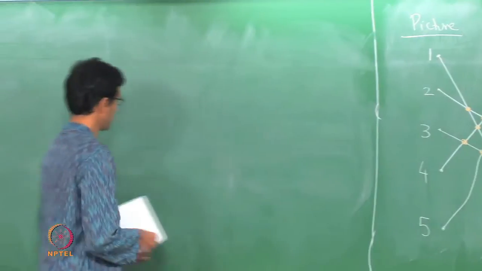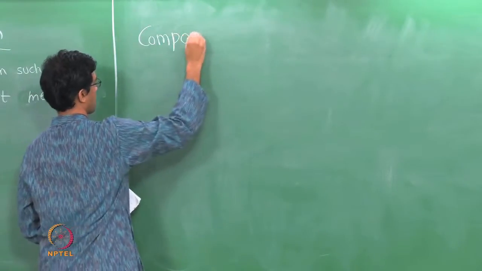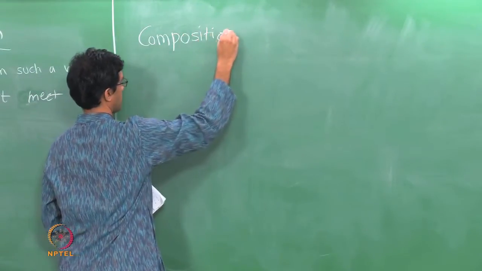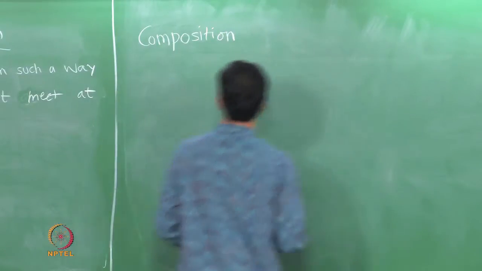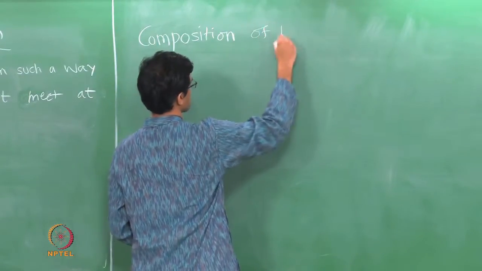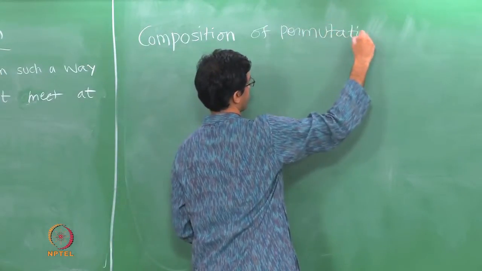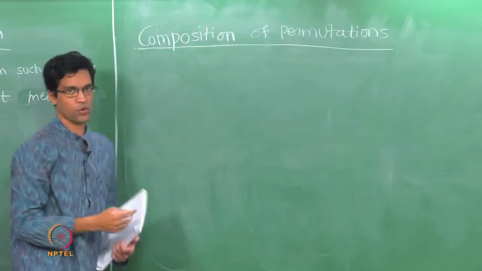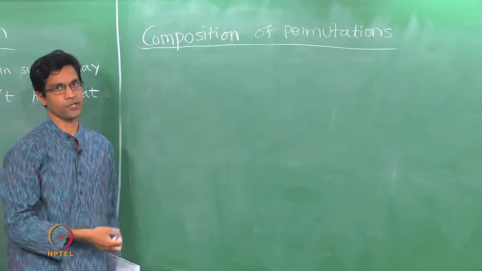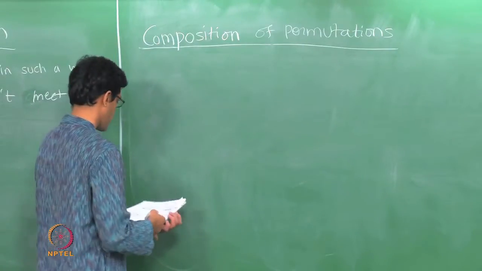Now this whole business of sign is especially interesting when one studies what is called composition of permutations. So there is the notion of composition of permutations. So what does composition mean? Well, it means the usual notion of composition for functions. So let us again do this by example.